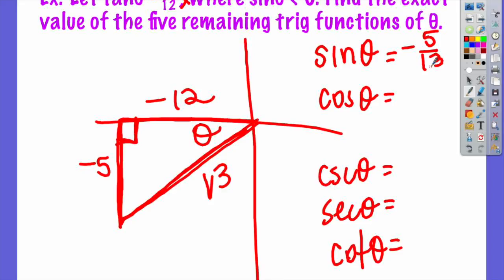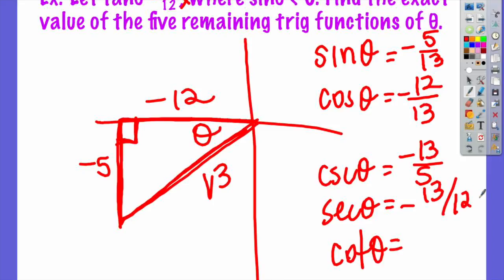Oh boy. Well, hold on. All right. Well, Angie gave that one to you, but you've got cosecant now. No one tell him. Just Brian. Cosecant theta. Negative 13 over 5. Let's see, Alexis, what's secant theta? Negative 13 over 12. And the last one, Angie, what's the last one? Cotangent theta. 12 over 5.